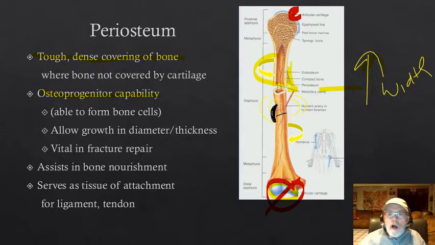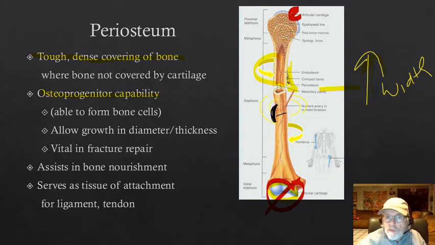Okay. Also, that periosteum assists the bone in bone nourishment. There are little fibers, and you don't have to remember this, that connect the periosteum to the bone. They're called Sharpey's fibers, and these Sharpey's fibers have both neurological and vascular components to allow a good vascular supply to the outside of the bone. Okay, so it assists in the bone nourishment.